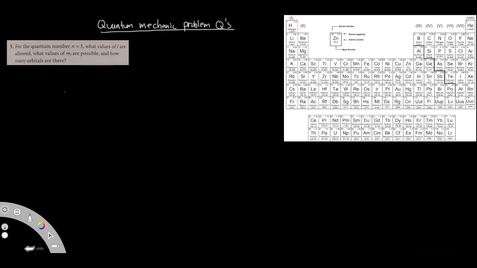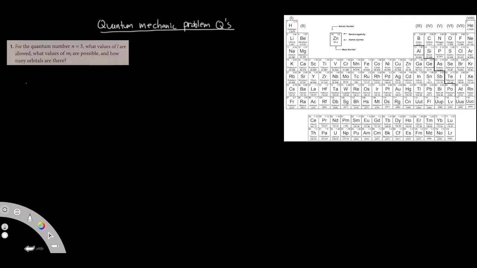For the quantum number n equal to 3, what values of L are allowed? What values of ML are possible, and how many orbitals are there? This is quite similar to the question that I did with you in the previous video, when I went over the general layout and the foundation principles of quantum mechanics. It's just laid out a little bit differently so that you can test yourself if you really understood what I went over in that last video.